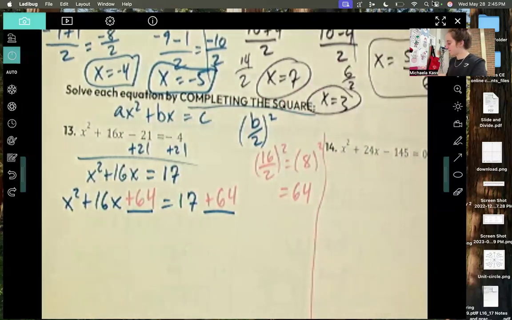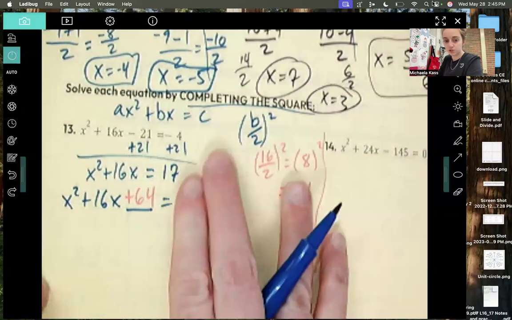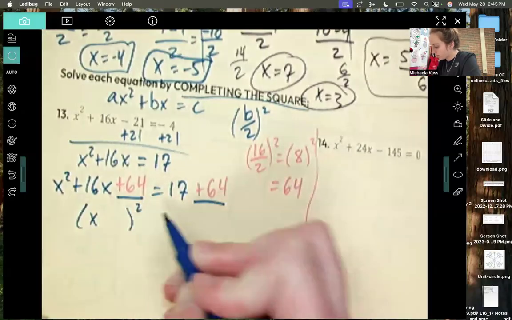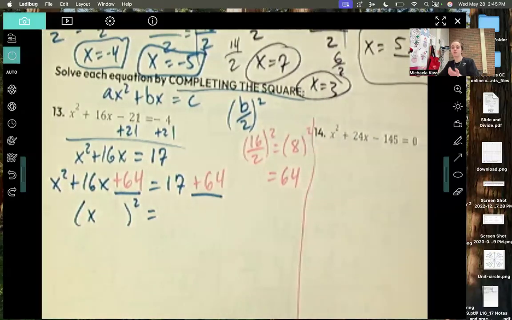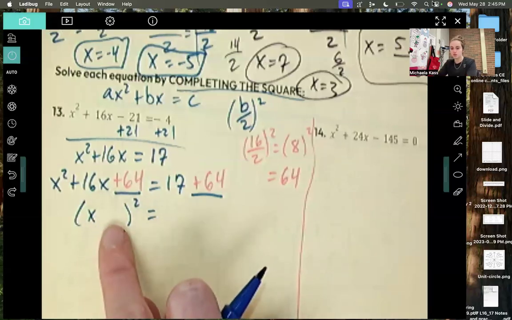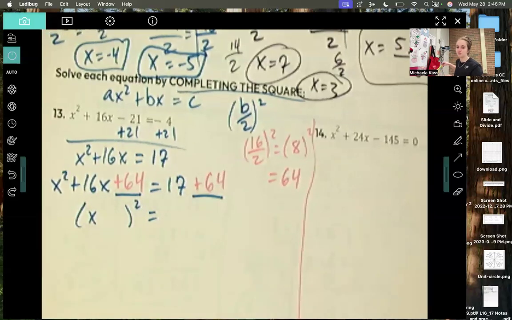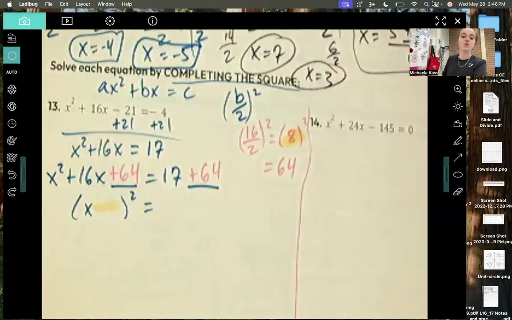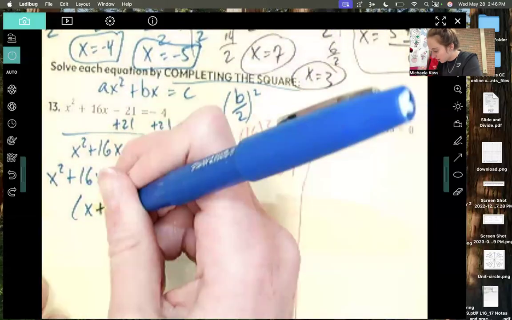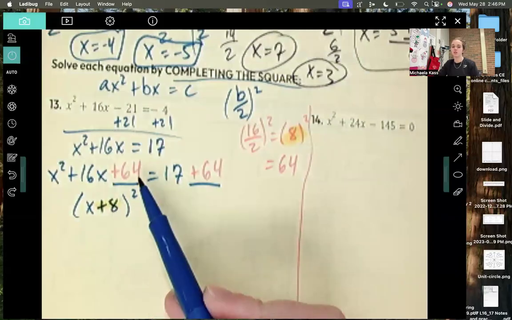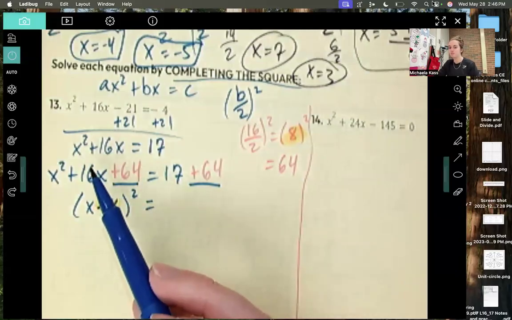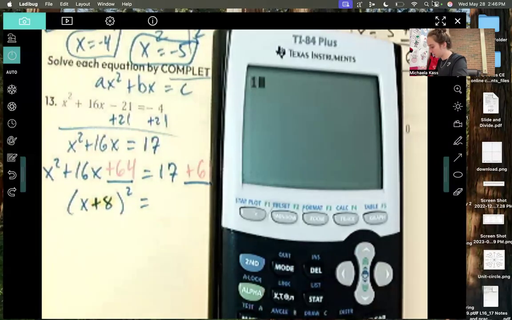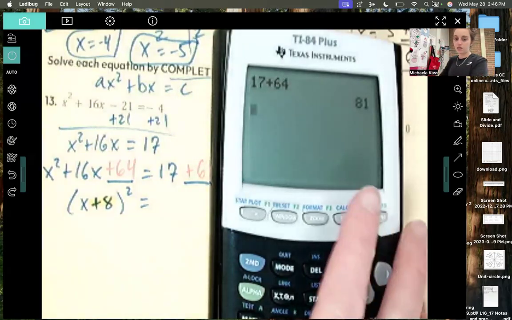Okay, the next step is to factor. So just like factoring this, right? So we have x parentheses squared equals something. That's the start. Okay, so what number goes here? Well, that's what I was telling you guys. If you show your work, it's simple. It's this number right there. That's going to go right here every single time. So plus 8. How do you check it? Well, 8 times 8 is 64, and 8 plus 8 is 16. You got it. Okay, then grab a calculator if you're not sure. You type in 17 plus 64, and voila, we get 81.